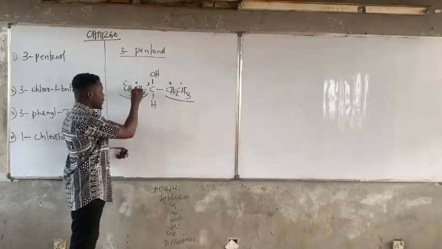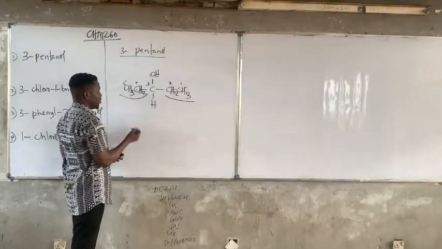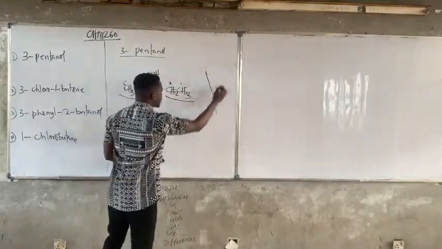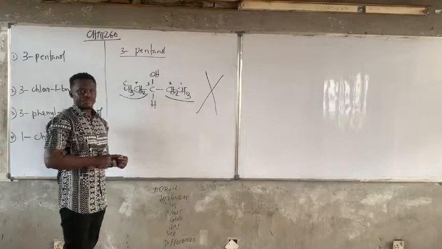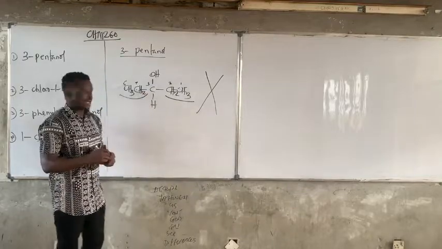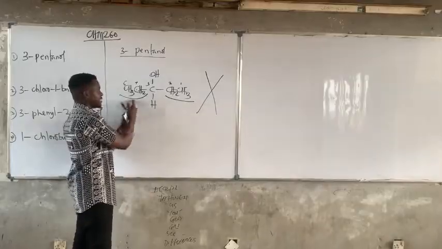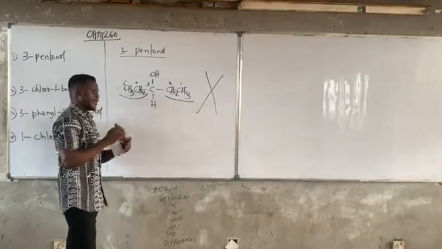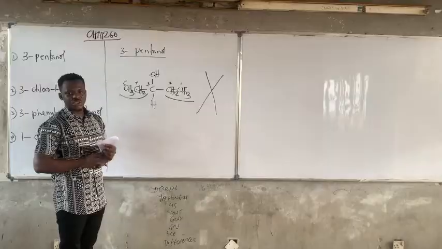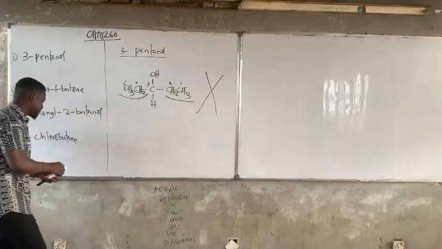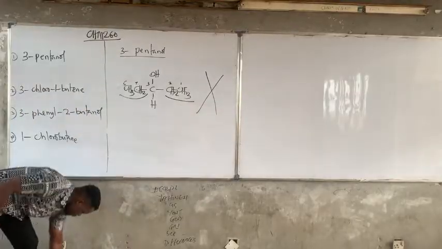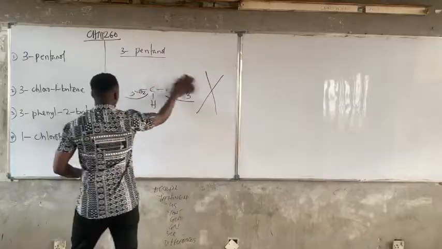So in this compound, carbon 4 is not a chiral carbon, carbon 5 is not. So therefore, this entire compound does not have a chiral carbon. This carbon 3 that looks like a chiral carbon is not, because this ethyl on the right-hand side is the same thing as the ethyl on the left-hand side. Remember, a chiral carbon must have 4 different substituents on it. So that first guy is not a chiral carbon. So let's look at the next one.